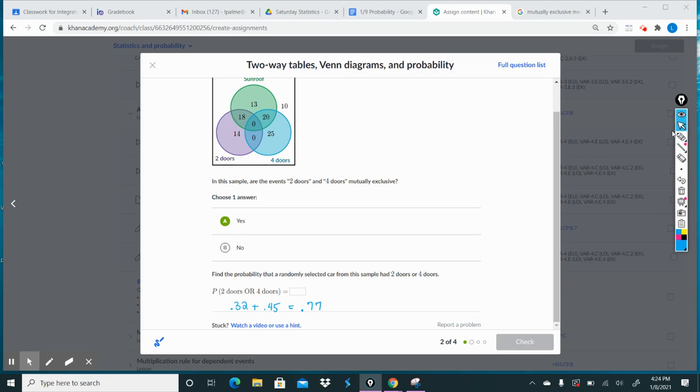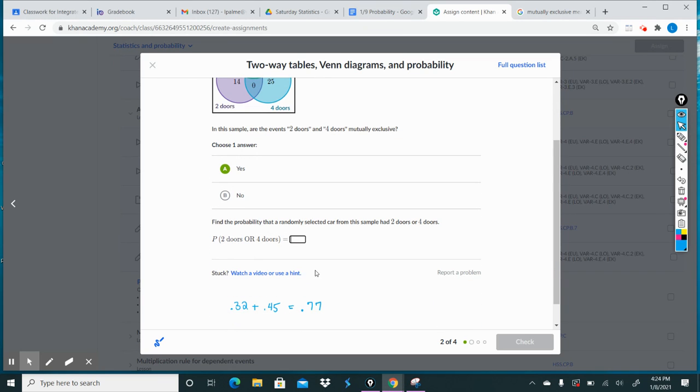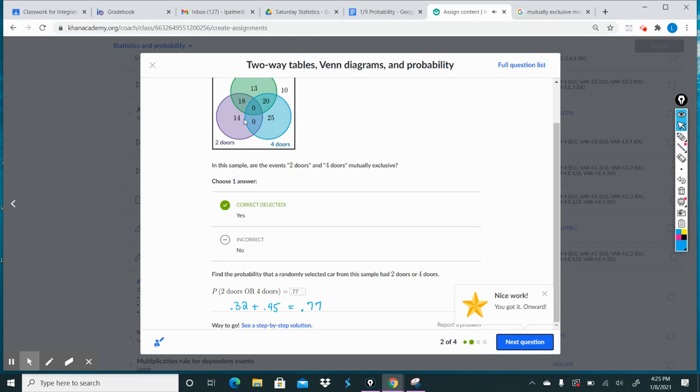So let's check ourselves here. We have 0.77. We believe that they are mutually exclusive, and the probability is 0.77. Yep, and we are correct, because even though they overlap, they do not share anything in common. So that's why they would be considered mutually exclusive.